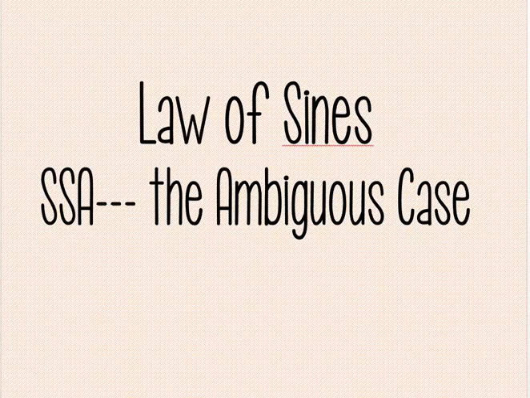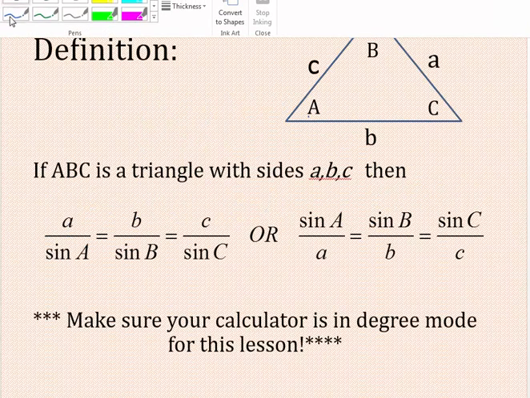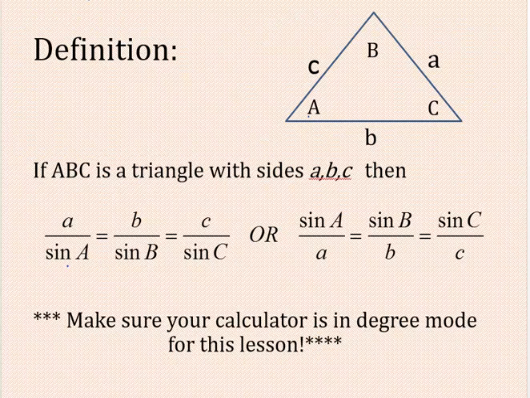All right, in this video, we're going to look at the law of sines and specifically what we call the ambiguous case, where they give us two sides and an angle. This law of sines is exactly the same as we talked about yesterday. And so you can use this version of the proportion or this, it doesn't matter. And you want to make sure that your calculator is in degree mode.